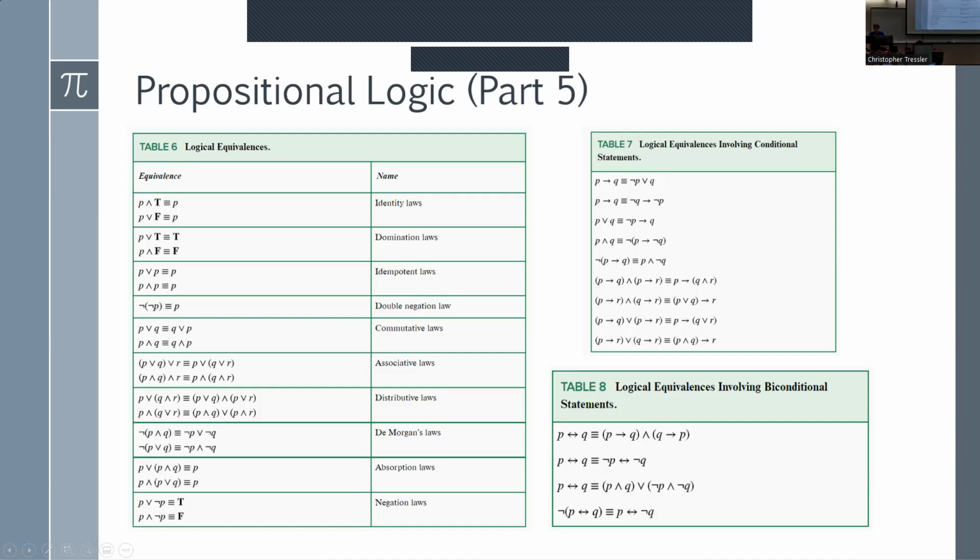Then we have the double negation law, which is actually part of De Morgan's law, which we'll get to in a bit. Basically, what that's saying, though, is the opposite of an opposite is the original.